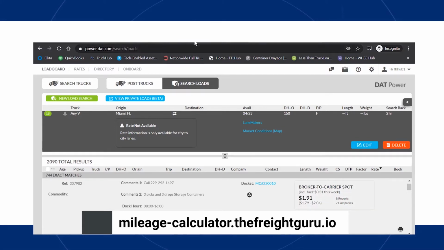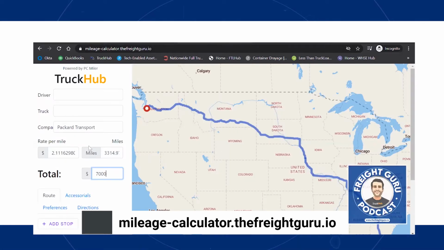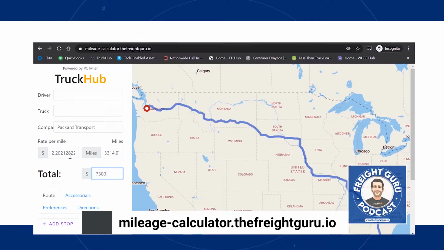So looking at that average and looking at the rate per mile, it looks like the rate is above the current moving 15-day average. So then you could decide, hey, broker, Packard Transport, shout out to Packard Transport, I want to get $7,300. Then that would move your rate to 2.02.